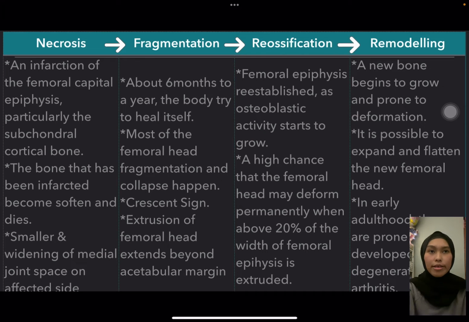Next, the last stage is remodeling. During the remodeling stage, new bone begins to grow, and it might be normal, or it might be prone to deformation, and it's also possible for the new femoral head to expand and flatten. Normally in early adulthood, this kind of patient will develop degenerative arthritis.